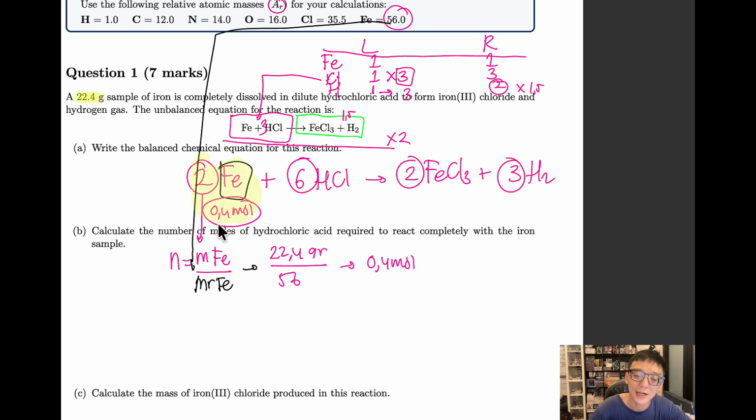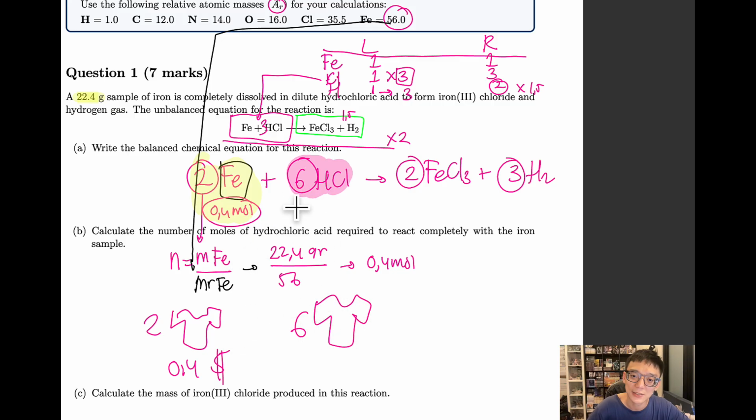But the question asks us for the mole of HCl actually. So how can we find that? Now imagine that here, 2 pieces of clothing, the price is $0.4. But now the question asks for us, what about 6 pieces of clothing? 6 is the number of HCl.